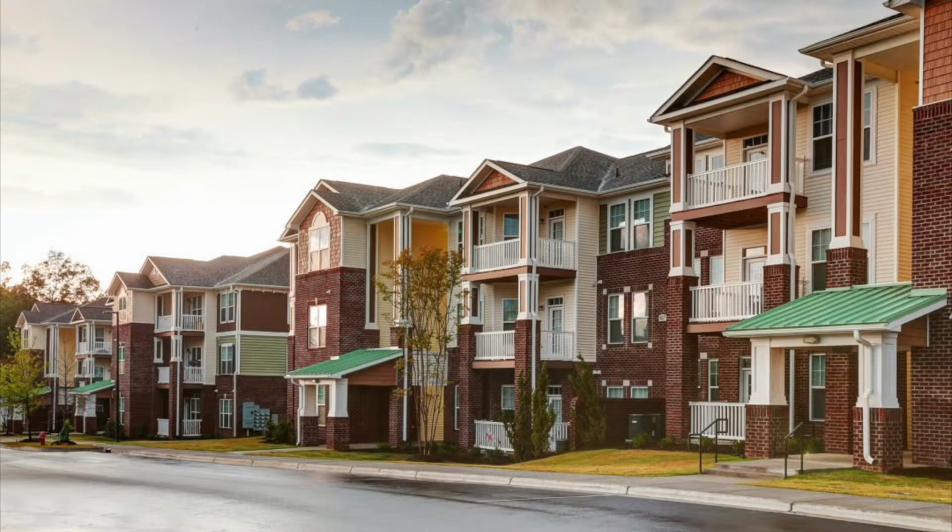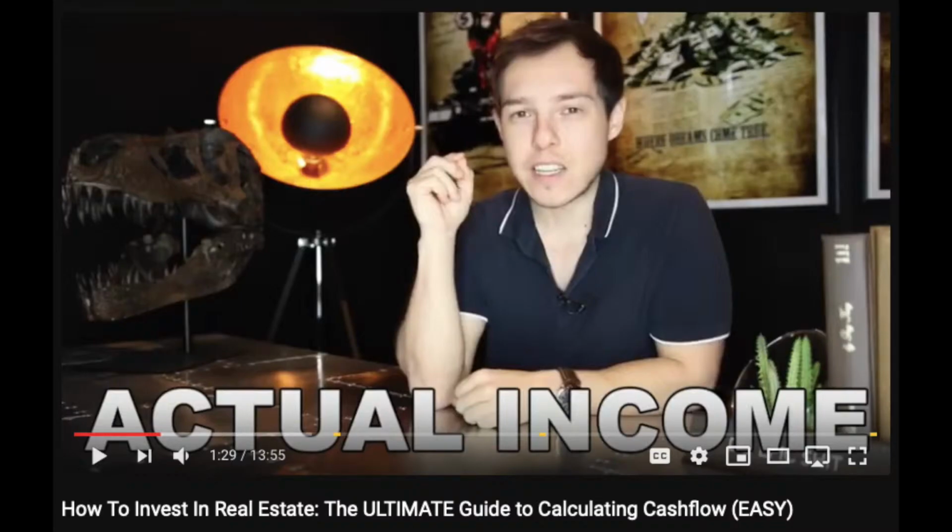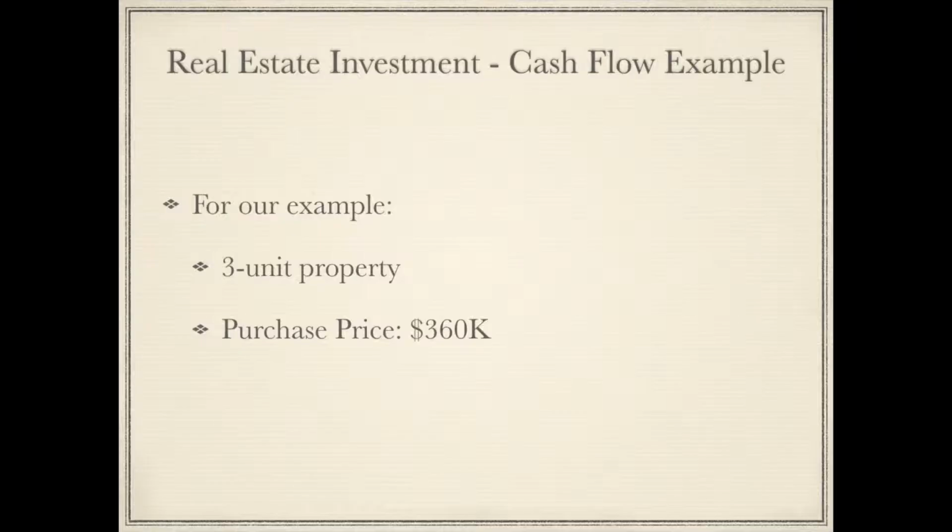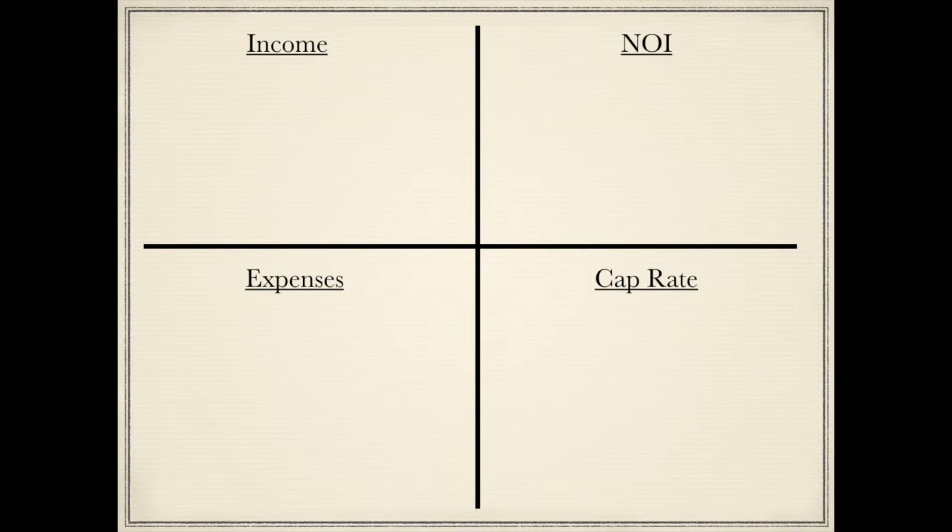This video will be focused on real estate investments for cash flow. I'll be using the same example that Graham Stephan used in his real estate cash flow calculations. In this example, the property was a 3-unit property with a purchase price of $360,000. This is an example of a real estate quadrant where you have income, NOI, expenses, and cap rate in the different sections of the quadrant.